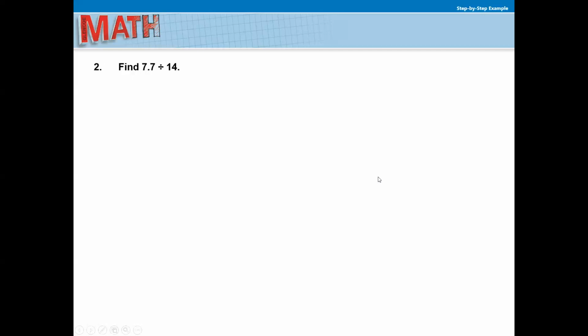Number 2, find 7 7/10 divided by 14. Estimate. 10 divided by 10 equals 1. So they rounded both of those to 10. This is one of the times where the book confuses even me. 7 7/10 divided by 14 is 55 hundredths.